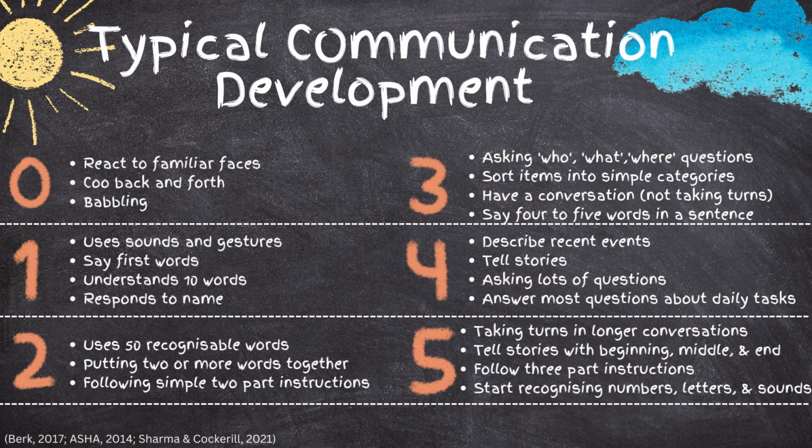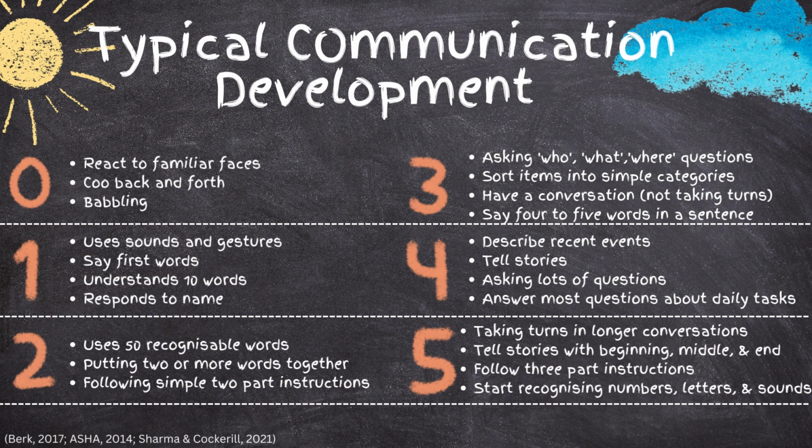At 2 years old, children should be using around 50 recognisable words and be starting to put 2 or more words together to form simple sentences. They should also be able to follow simple, 2-part instructions. At about 3 years old, children's vocabulary is growing much bigger, and they're asking many questions starting with what, where, and who. They should also be able to sort items into simple categories, have a conversation but may not take turns or stay on topic, and say 4 to 5 words in a sentence.